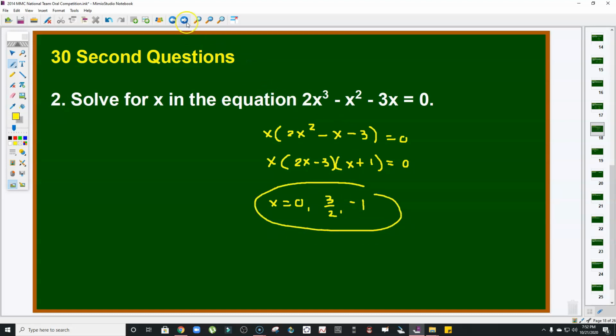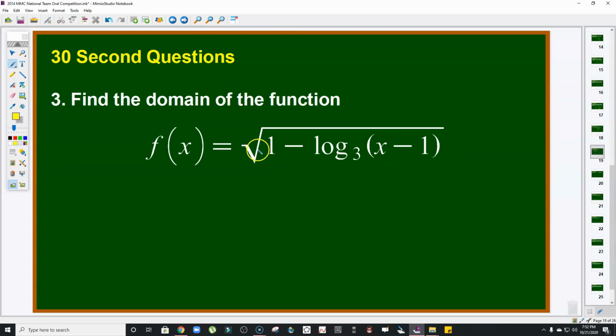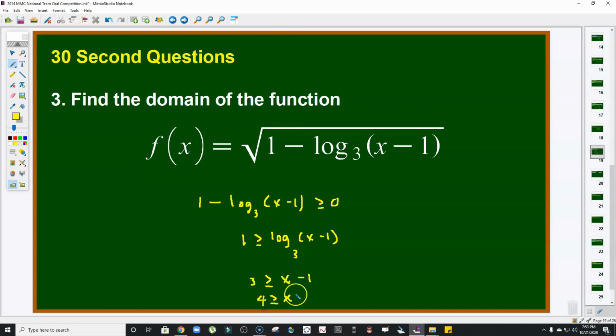See that? Okay, problem number 3. Find the domain of the function f of x equals the square root of the quantity 1 minus logarithm of x minus 1 to the base 3. Okay, take note, for the domain of a radical function, our radicand, which is 1 minus logarithm of x minus 1 to the base 3, should be greater than or equal to 0. Right? So, that is 1 is greater than or equal to logarithm of x minus 1 to the base 3. So, solving for x, convert this into exponential, that is 3 greater than or equal to x minus 1. And clearly, our x is less than or equal to 4.